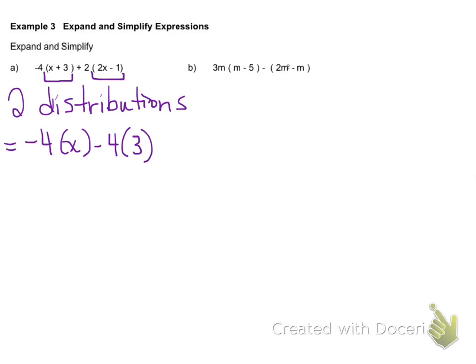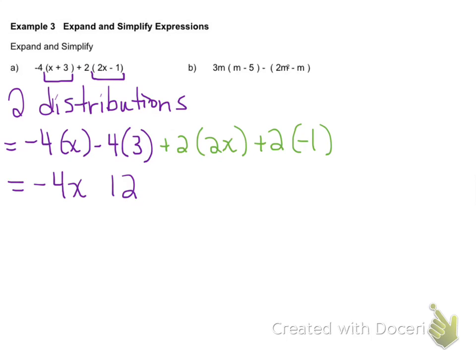Now for the second part, we're going to do +2, bracket 2x, and this time we rewrite +2, bracket -1. Remember that we take the sign that's in front of the number at all times. So we're going to continue this. When we multiply -4 times x, it's just -4x. -4 times 3, well 4 times 3 is 12. And a negative times a positive is a negative.